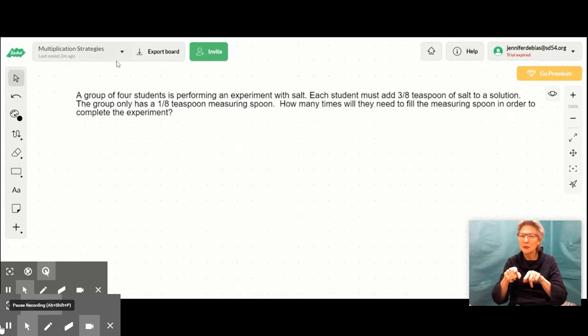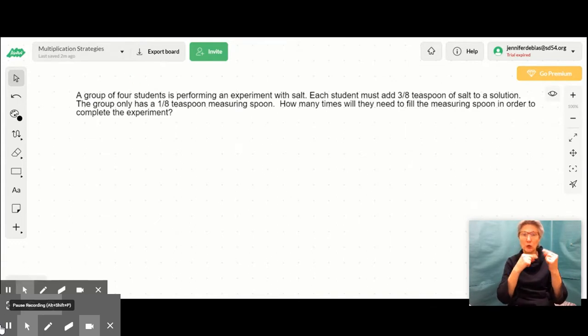Looking back at the problem, I see that it says a group of 4 students. I'm noticing that the 4 is spelled out F-O-U-R, so it doesn't stand out as a number. That's why it's really, really important to reread these problems and come up with what's the important information, what's the question asking, and what do I do to solve this. So I know that I have 4 students.